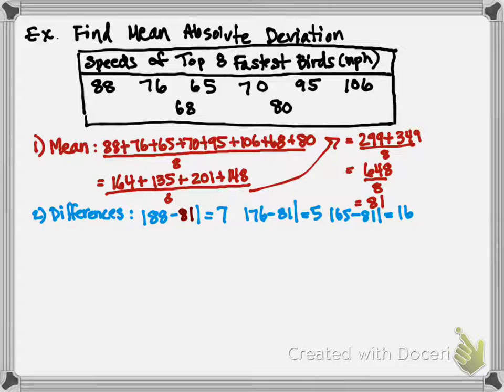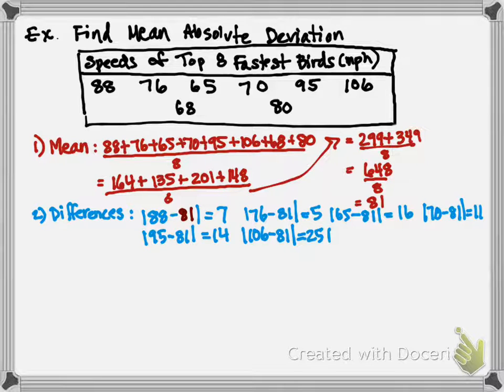And then I'm going to get 70, absolute value 70, take away 81. That's going to give me -11, but the absolute value is going to give me a +11. We've got, oops, let me start over here. 95, take away 81, and that's going to give me 14. And we're going to have 106, take away 81, the absolute value of that, and that's going to give me 25.